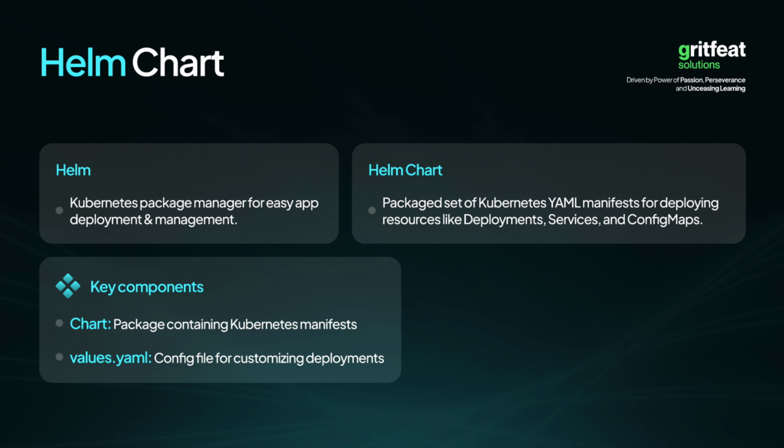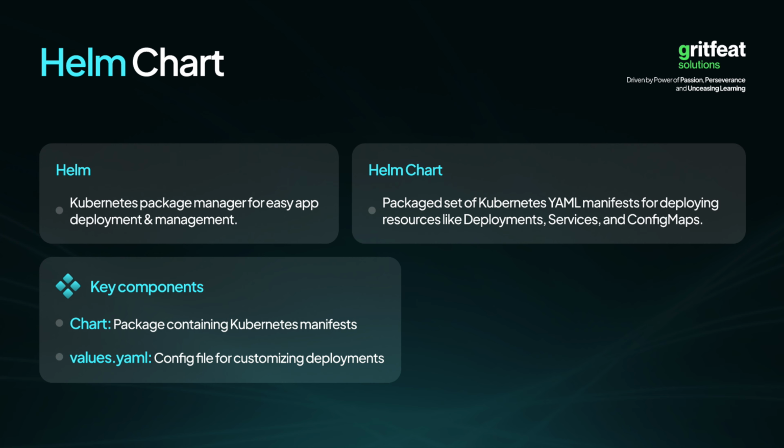So far, we have learned how to manage individual Kubernetes resources. But what if you have a complex application with many interconnected components, like a database, a backend service, and a frontend, all needing their own deployments, services, config maps, and so on? Manually managing all these YAML files can become cumbersome. This is where Helm and Helm charts come to the rescue.